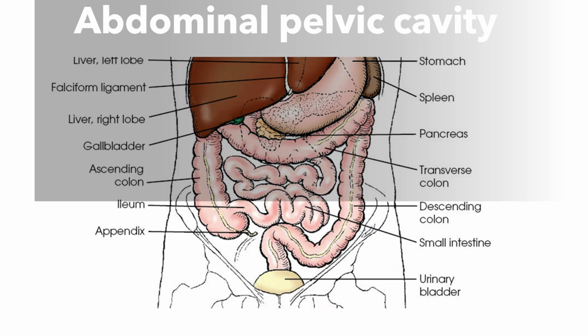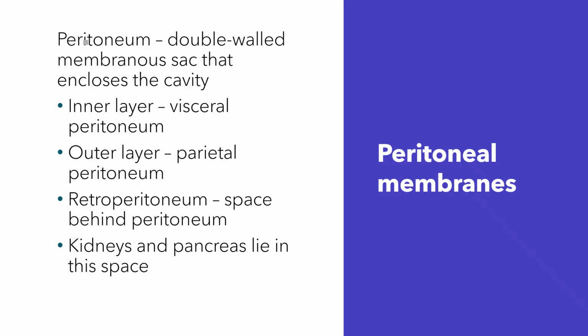And then all the way at the bottom, the urinary bladder is recognizable on the radiograph too, as well as the bones of the pelvis. Those are also recognizable. All right, so the whole thing, the entire abdominal cavity, is surrounded by a double-walled serous membrane.